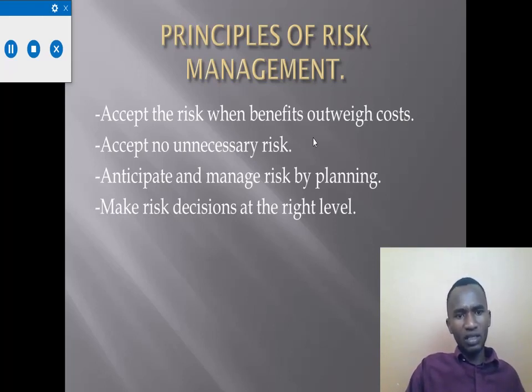Then the next one is anticipate and manage risks by planning. You're supposed to plan for the risks. Then the next one, as I conclude this presentation, is make risk decisions at the right level. You're not supposed to overweigh the risks or underweigh the risks. So that is my presentation. Nice time.